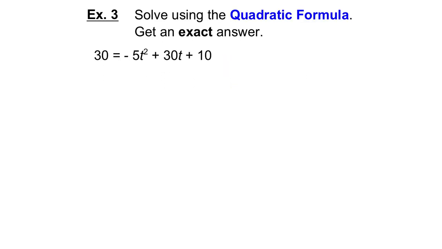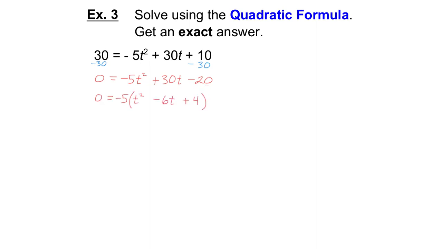So here's another example. Solve using the quadratic formula. Get an exact answer. Well, I hope you noticed this. This equation is not equal to 0, it's equal to 30. So how do we change the equation so that it is equal to 0? Yeah, we have to subtract 30. And when you do that, you end up with this. 0 is equal to negative 5t squared plus 30t minus 20.